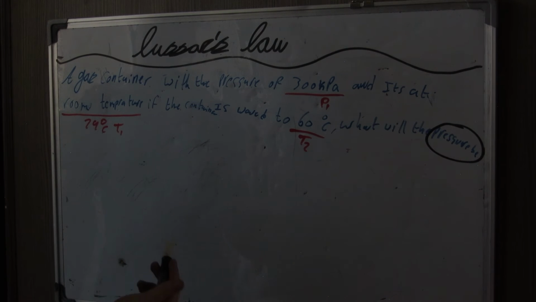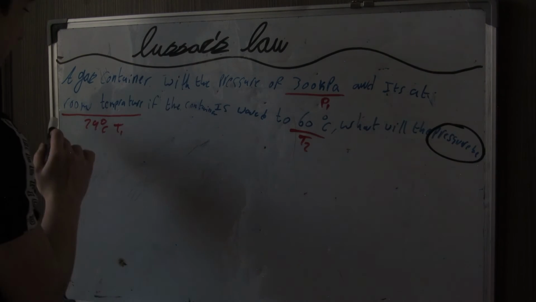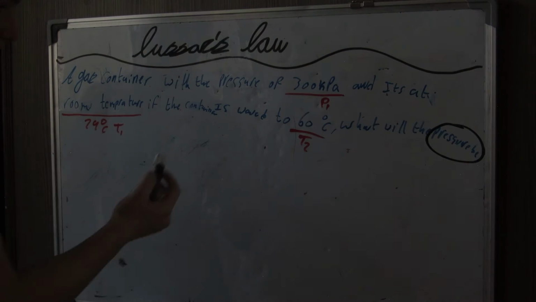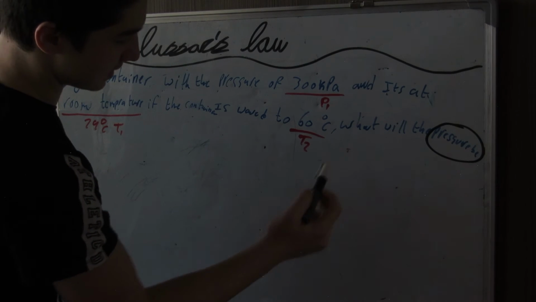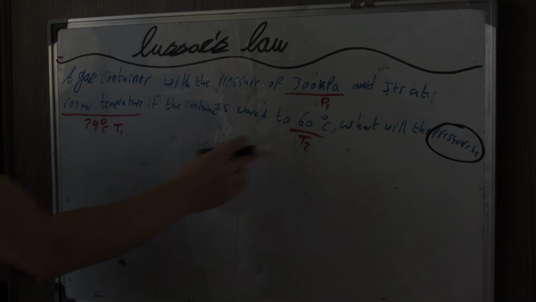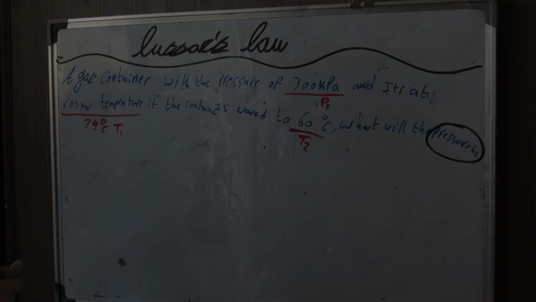For T1, it's really simple, because it says that it's at room temperature. And another thing, why is that T1? It says it was warmed to 60 Celsius. So if we add all of those, we can understand that this is T1 and this is T2. Alright, great. Now let's do the second step.